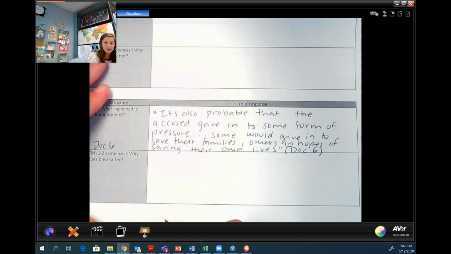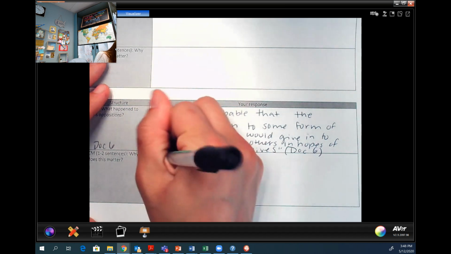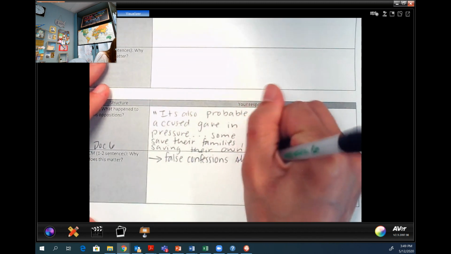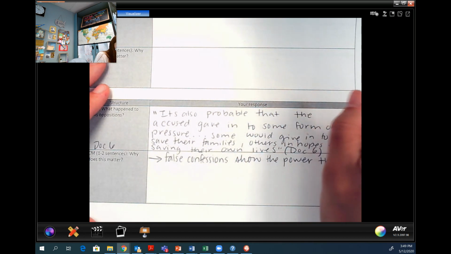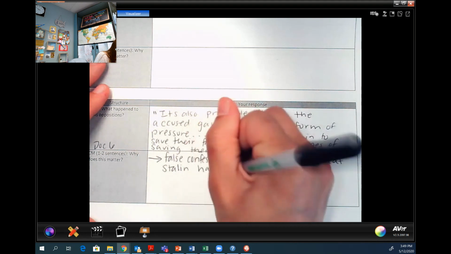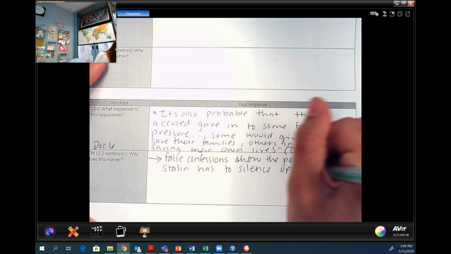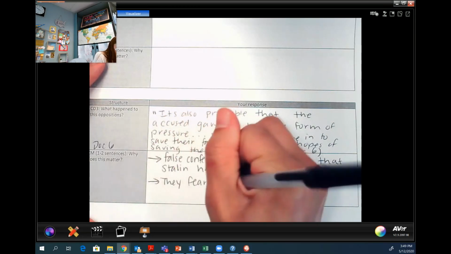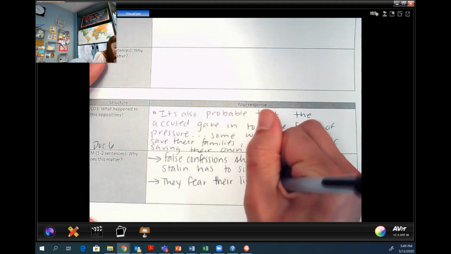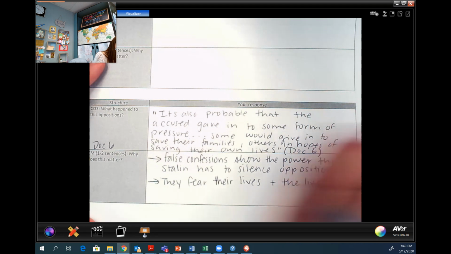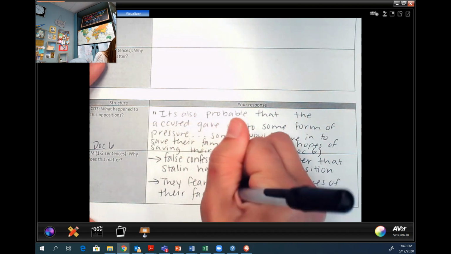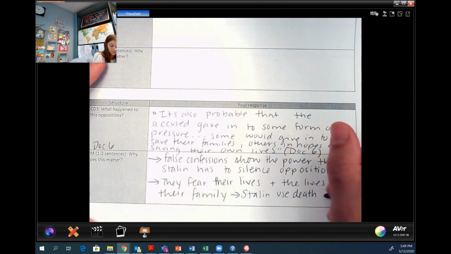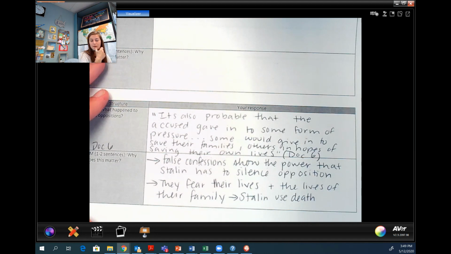And then I'm going to answer, why does this matter, right? And you can answer this in bullet points. So for example, I'm going to write false confessions show the power that Stalin has to silence opposition, as well as the fact that I'm going to write they fear their lives and the lives of their family, which shows that like Stalin uses death against his opposition. Okay, so those are just some bullet points.